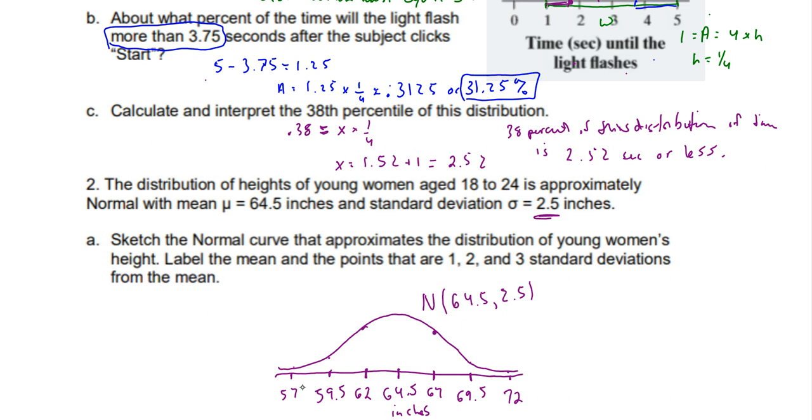All right, and so each one of these, how do we get this? Well, this is going to be our mean plus 1 standard deviation. This is going to be our mean plus 2 standard deviations. This is our mean plus 3 standard deviations. And then over here, this one is going to be our mean minus a standard deviation, mean minus 2 standard deviations, and this is our mean minus 3 standard deviations. And so we keep on taking those standard deviations from there. And so that, my friends, is how we can sketch the normal curve and approximate the distribution of the young women's heights.